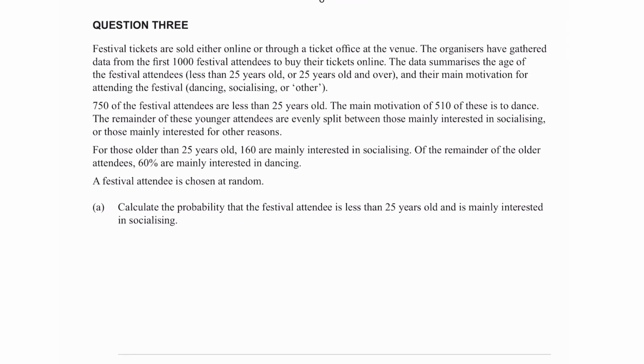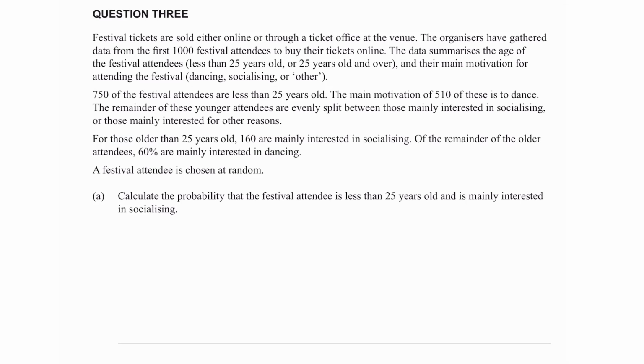Let's do question 3. Festival tickets are sold either online or through a ticket office. The organizers have gathered data from the first 1,000 attendees to buy their tickets online. The data summarizes the age of festival attendees, either you're less than 25 or you're 25 and over, and their main motivation for attending, so it could be dancing, socializing, or other. 750 of the festival attendees are less than 25 years old. The main motivation of 510 of these is to dance. The remainder of these younger attendees are evenly split between those mainly interested in socializing or those mainly interested for other reasons.